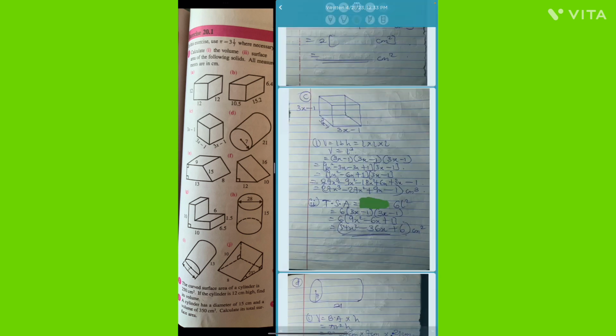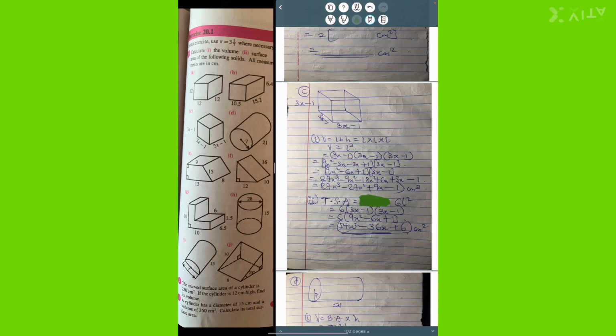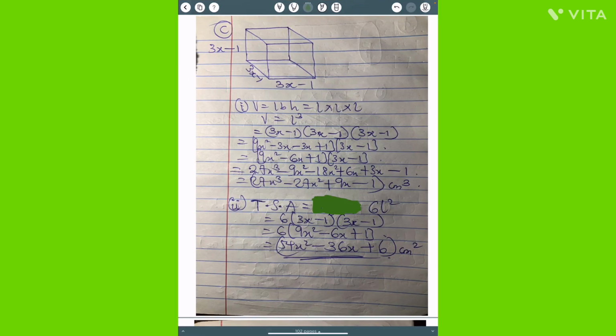In question C, we have to find the volume and total surface area of this cube. I think I can make this bolder by expanding it. All right, this is a cube. The volume is length times breadth times height, or length times length times length. So I'll do this multiplication first. After getting my answer, I'll now multiply my answer by 3x minus 1.